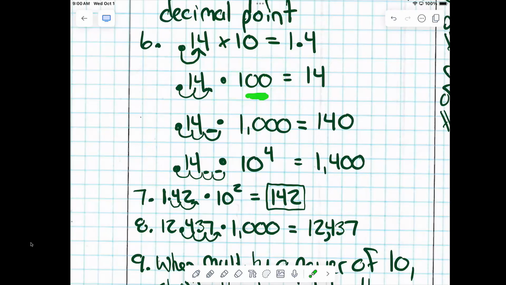Okay, now this second one I'm multiplying by 100. How many zeros are in 100? 2. How many spots am I shifting the decimal point? 2. So my new answer is 14, yes? Yes. I should still be up here.